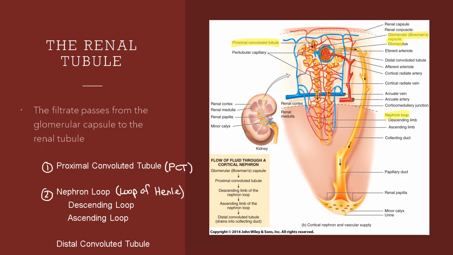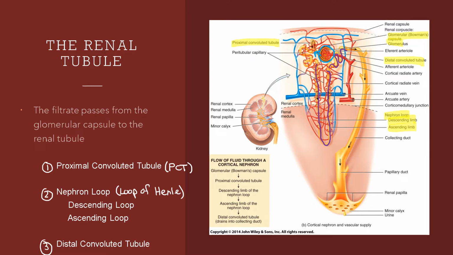This is here. So this loop of Henle has two sections. We have the descending limb and the ascending limb. So here is the descending limb, and then the ascending limb is at the other end of the loop. And then the third section of the renal tubule is going to be the distal convoluted tubule, labeled here. And this is going to be this little section here, this little wiggly bit.